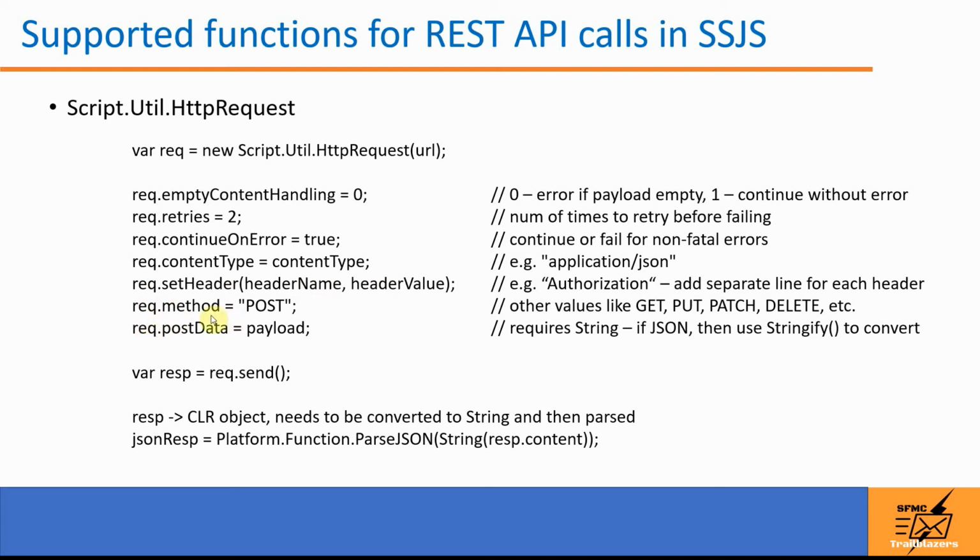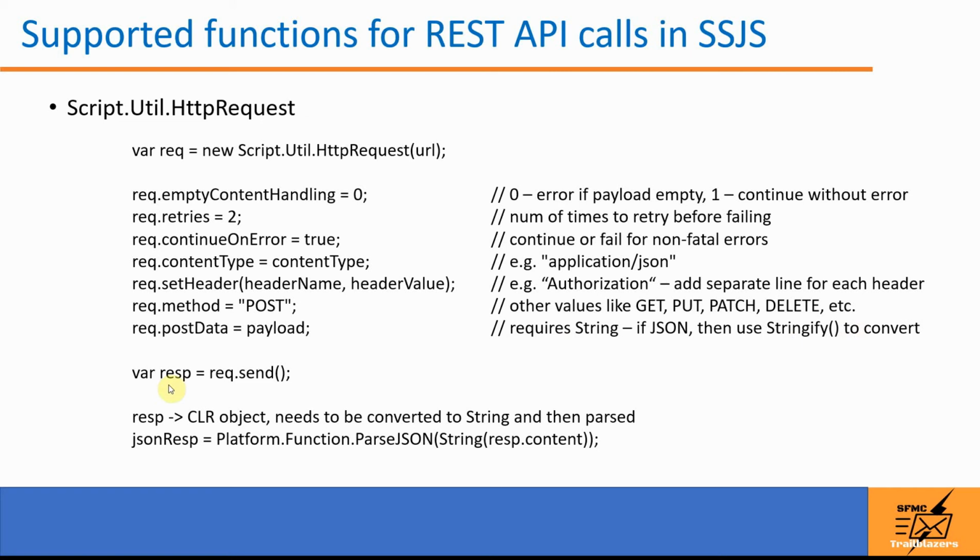Okay, and then the method, what is the kind of operation that we want to perform. If it's post, we put it as post. If it's get, put, patch, delete, whatever it is, we have to specify that. And if we have a payload, then you can assign that payload to the post data. Now you need to ensure that the payload is in the string format. If it is not, and if it's like a JSON object or an array, you have to make sure you use the stringify function to convert it, otherwise it will give you an error.